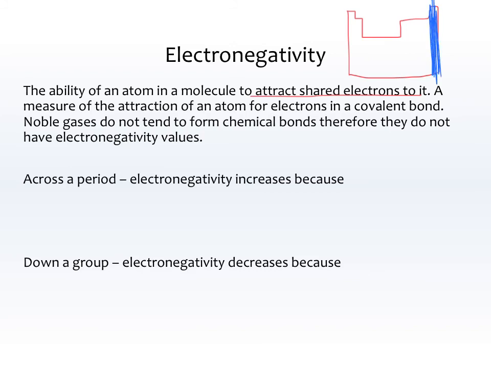So the electronegativity trend, as you go across a period, electronegativity increases because the atoms are smaller, due to a greater effective nuclear charge. And gained electrons will be added closer to the nucleus, therefore there's a greater attraction for electrons.